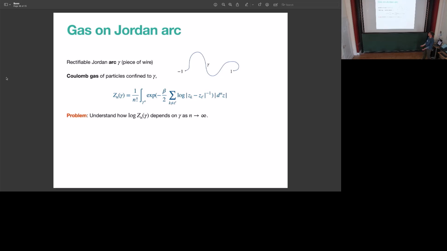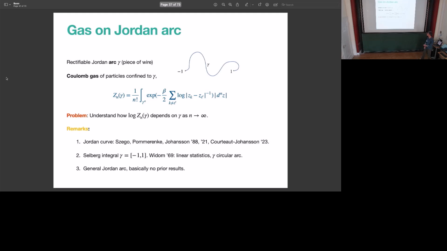I ask myself the same question: how does the free energy depend on the shape of this piece of string or piece of wire as N goes to infinity? I also didn't talk at all in the previous problem about the probability measure on points, but here I will talk a little bit about that.